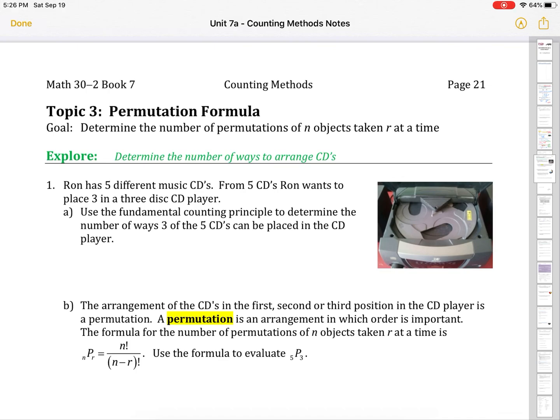Hi. So we're doing counting methods. We're on topic 3, the permutation formula. Our goal today is to determine the number of permutations of n objects taken r at a time. Our first example explores the number of ways to arrange CDs.